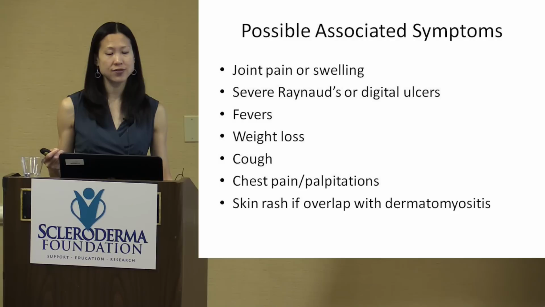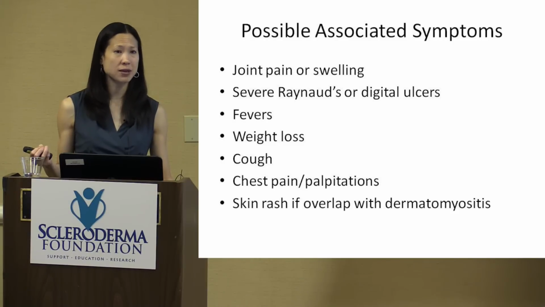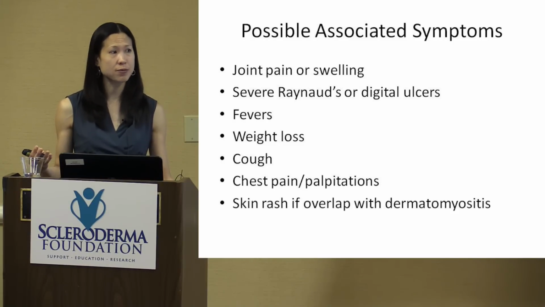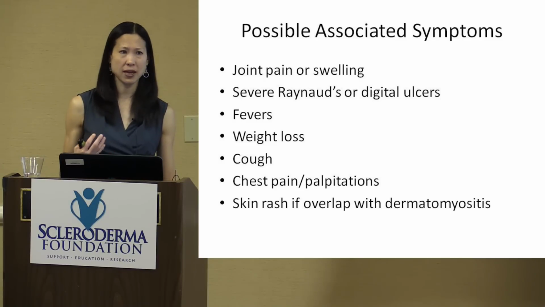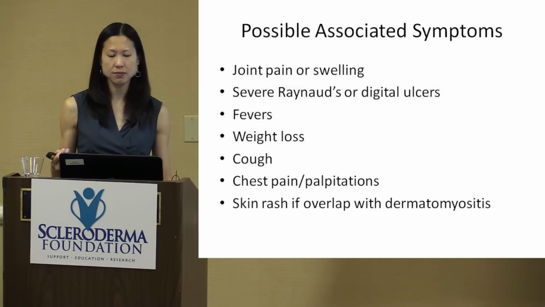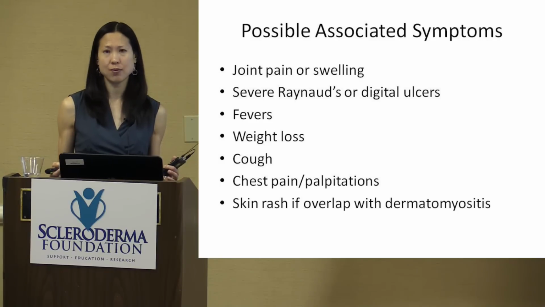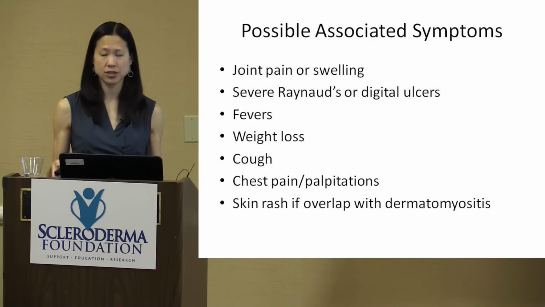Other features that you can develop: fevers, weight loss. There may be an associated cancer in patients with dermatomyositis and polymyositis. They're at increased risk for developing cancers. If there's heart involvement: chest pain, palpitations, feeling your heart racing or feeling your heart skip a beat. And then if you have an overlap with dermatomyositis, you can develop classic skin rashes.